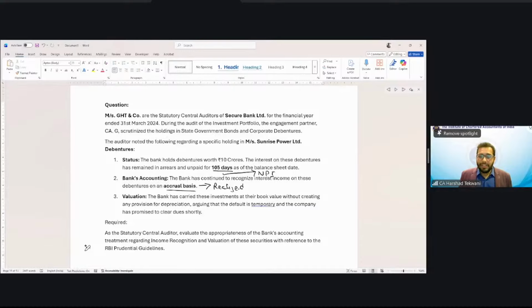Valuation. The valuation is carried without creating any provision. Now, in this particular question, I have not provided the category of the investment, for example held to maturity, AFS, FVTPL, or held for trading. But here the valuation comes down to the provision. When I talk about valuation, it's a provision. And the bank is saying that because it is temporary in nature, there is no need to make the provision. That is wrong. This will fall under the category of which asset?